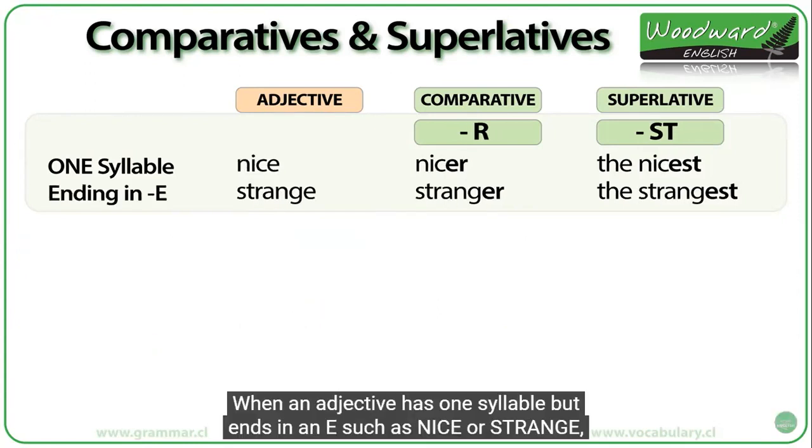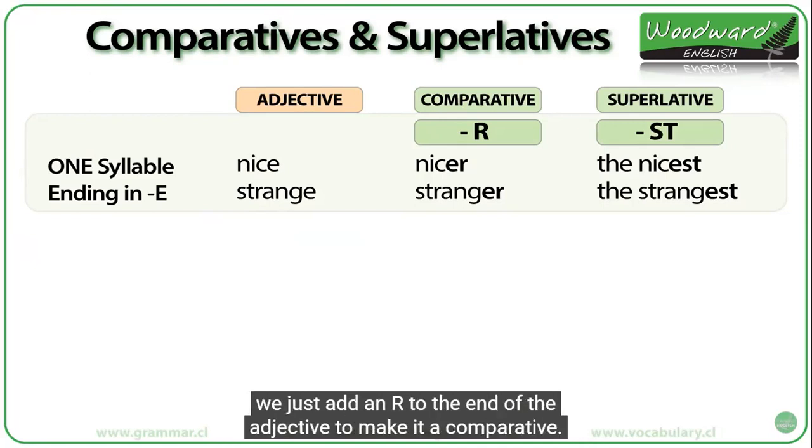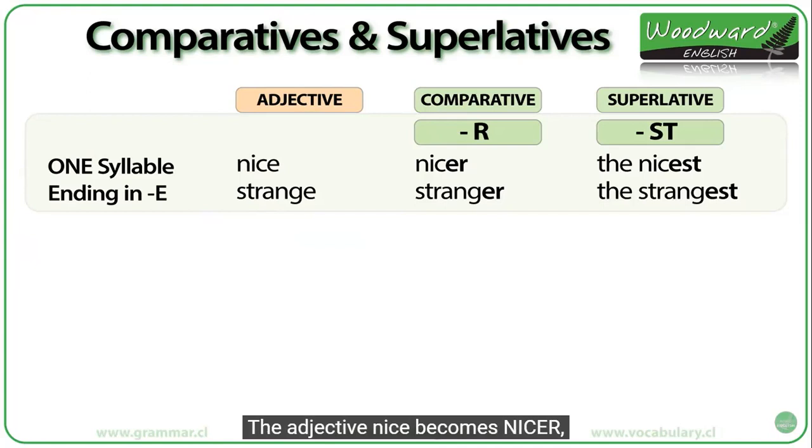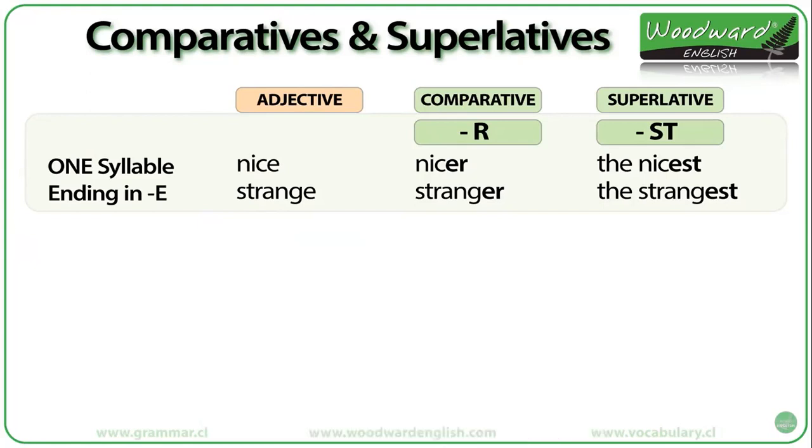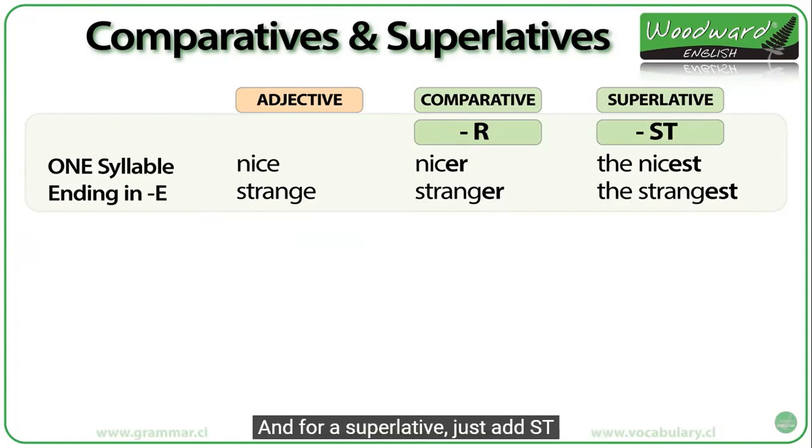When an adjective has one syllable but ends in an E, such as nice or strange, we just add an R to the end of the adjective to make it a comparative. The adjective nice becomes nicer. The adjective strange becomes stranger. And for a superlative, just add st. So nice becomes the nicest. Strange becomes the strangest.